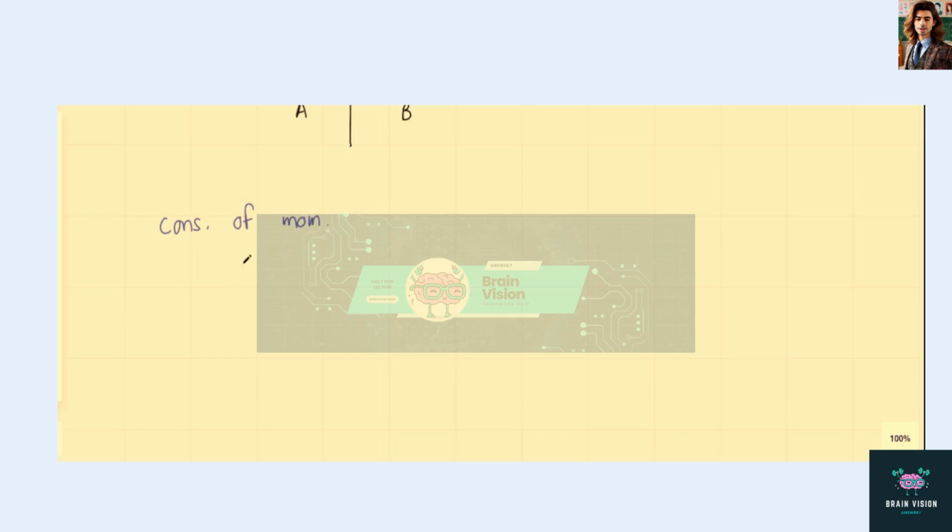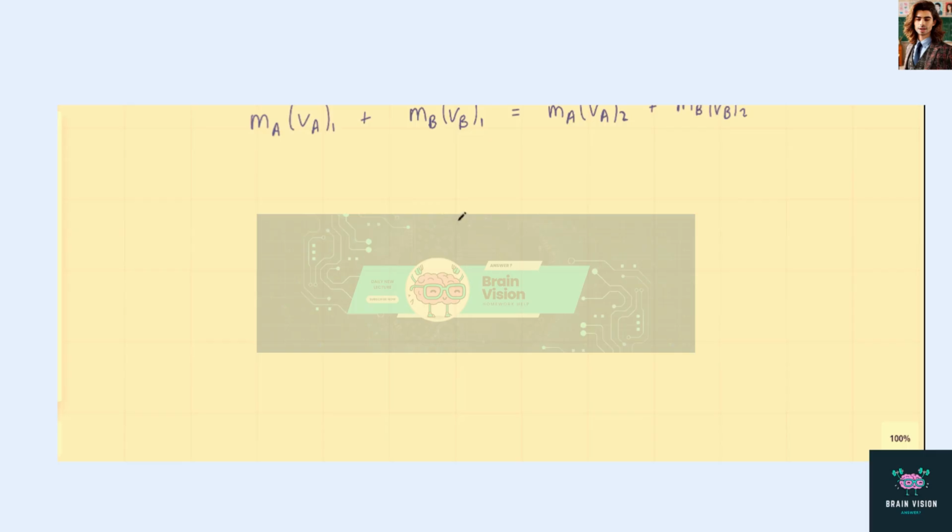So the conservation of momentum tells us that the initial mass of disk A times its initial velocity, so M_A V_A1, plus the initial momentum of disk B, M_B V_B1, is equal to the final velocity at which disk A moves off, M_A V_A2, plus the final momentum of disk B, which is M_B V_B2.